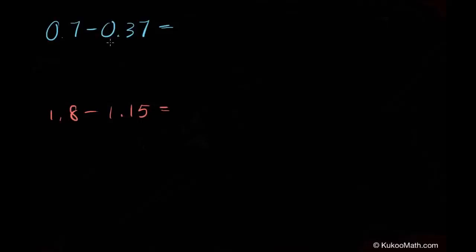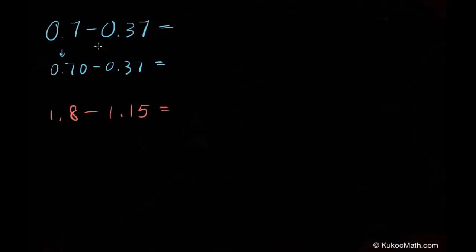0.7 minus 0.37. Our first step here is to turn the 0.7 into a decimal with two places behind the decimal point. So instead of 0.7, we're going to add an imaginary 0 over here. So we have 0.70, and we know already that adding a 0 after the last digit is the same thing as 0.7. So these are the same thing. So we turned it into 0.70 minus 0.37.